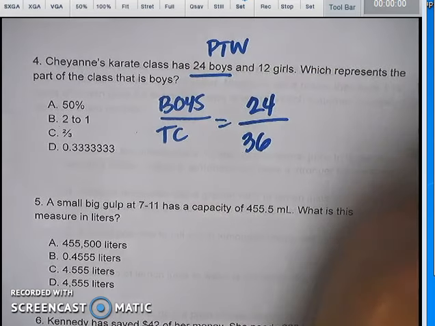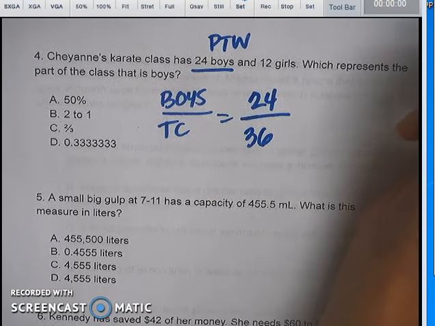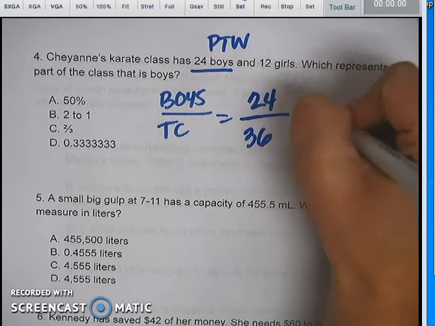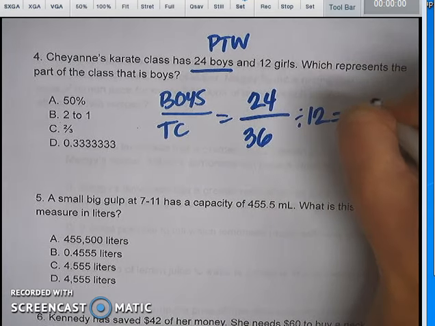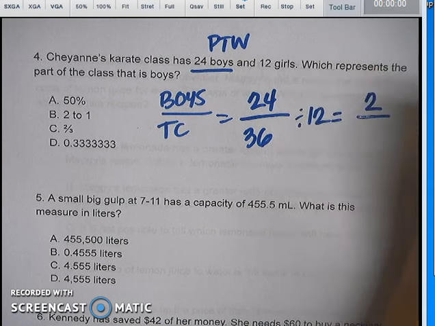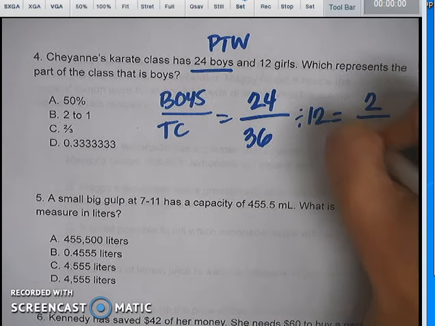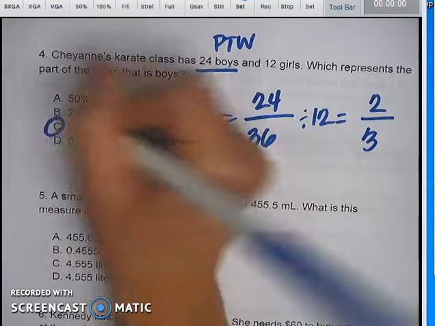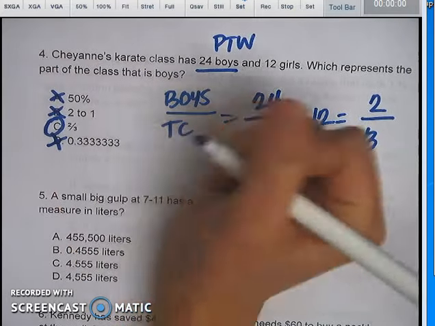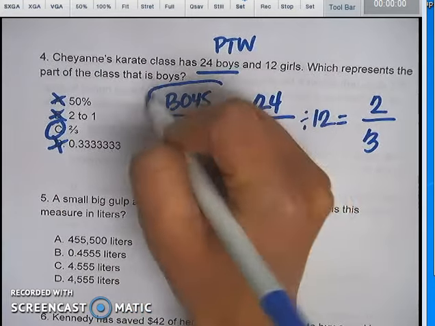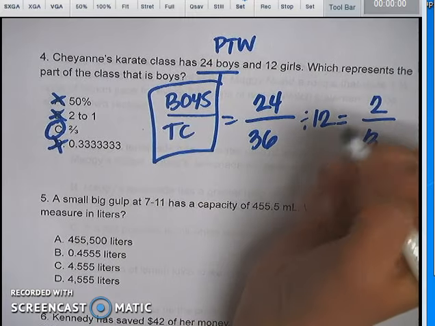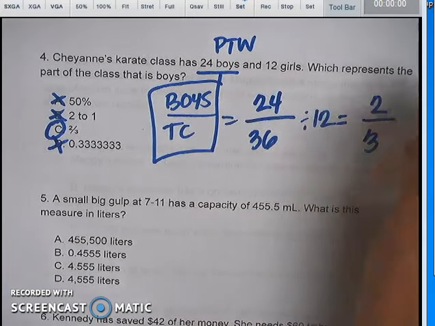Now, this isn't an answer choice, so you're going to have to what? Simplify it. Simplify it by 12. 24 divided by 12 is 2. 36 divided by 12 is 3. My answer is 2/3. That's baby easy. Make sure you are labeling here. Okay? If you don't find your answer choice, you might need to simplify.